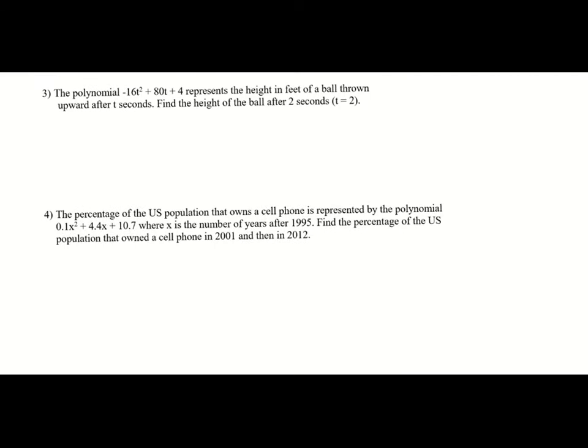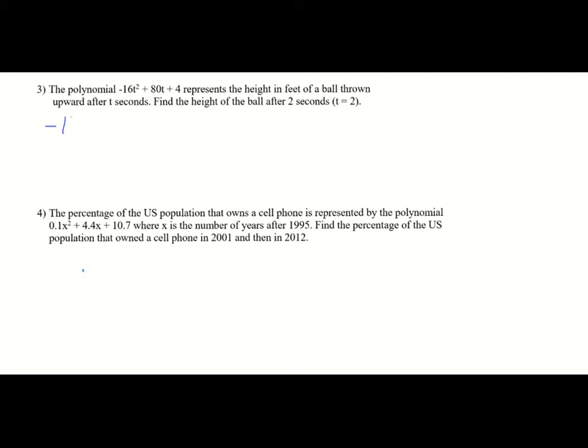Okay, so now for number three, we have a polynomial that they gave us, and the polynomial is negative 16t squared plus 80t plus 4 represents the height in feet of a ball thrown upward after t seconds. And they want us to find the height of the ball after 2 seconds. So t represents the time in seconds. So they gave us t. So really for this problem, we have to simplify the expression using 2 for t.